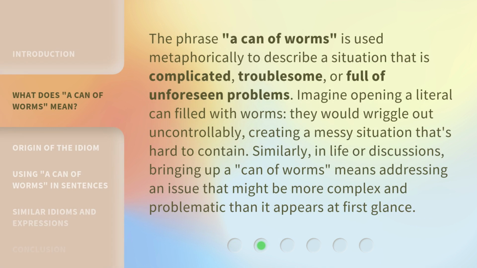The phrase, a can of worms, is used metaphorically to describe a situation that is complicated, troublesome, or full of unforeseen problems. Imagine opening a literal can filled with worms. They would wriggle out uncontrollably, creating a messy situation that's hard to contain. Similarly, in life or discussions, bringing up a can of worms means addressing an issue that might be more complex and problematic than it appears at first glance.